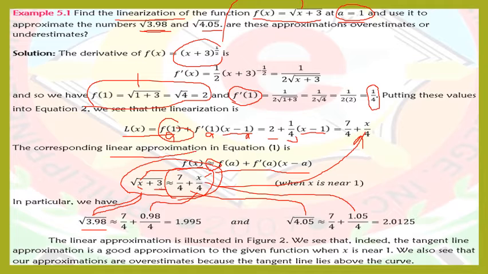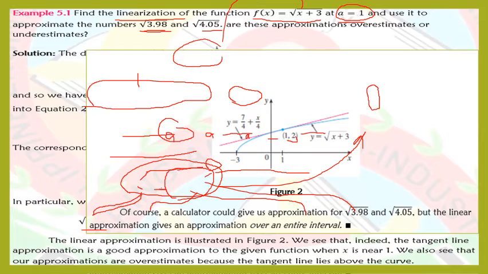The linear approximation is illustrated in figure 2. Okay. This is the figure 2. So, etong pink na line, yan yung graph ni y equals 7 over 4 plus x over 4. So, pag-solve natin sa linearization, ito yung nakuha natin na linear graph natin. And then, yung blue na yan yung given natin na curve na square root of x plus 3.